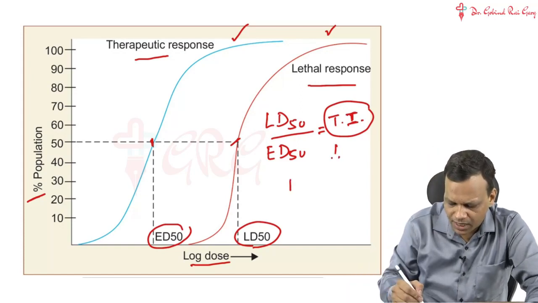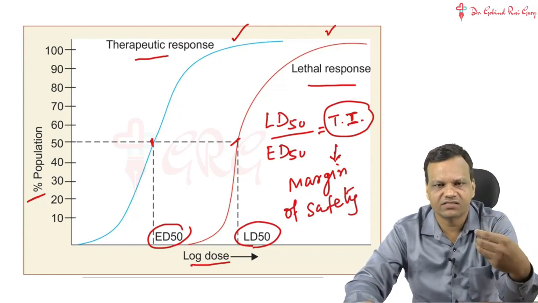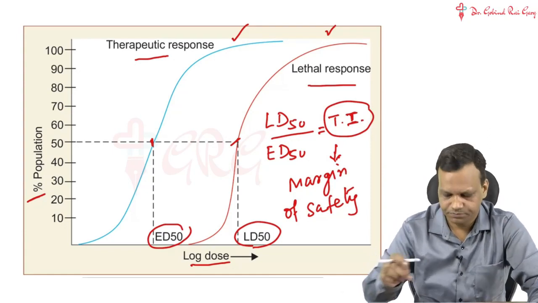It tells about the margin of safety of a drug. Margin of safety is told by therapeutic index. It means more therapeutic index, safer drug; less therapeutic index, less safe drug. Clear?